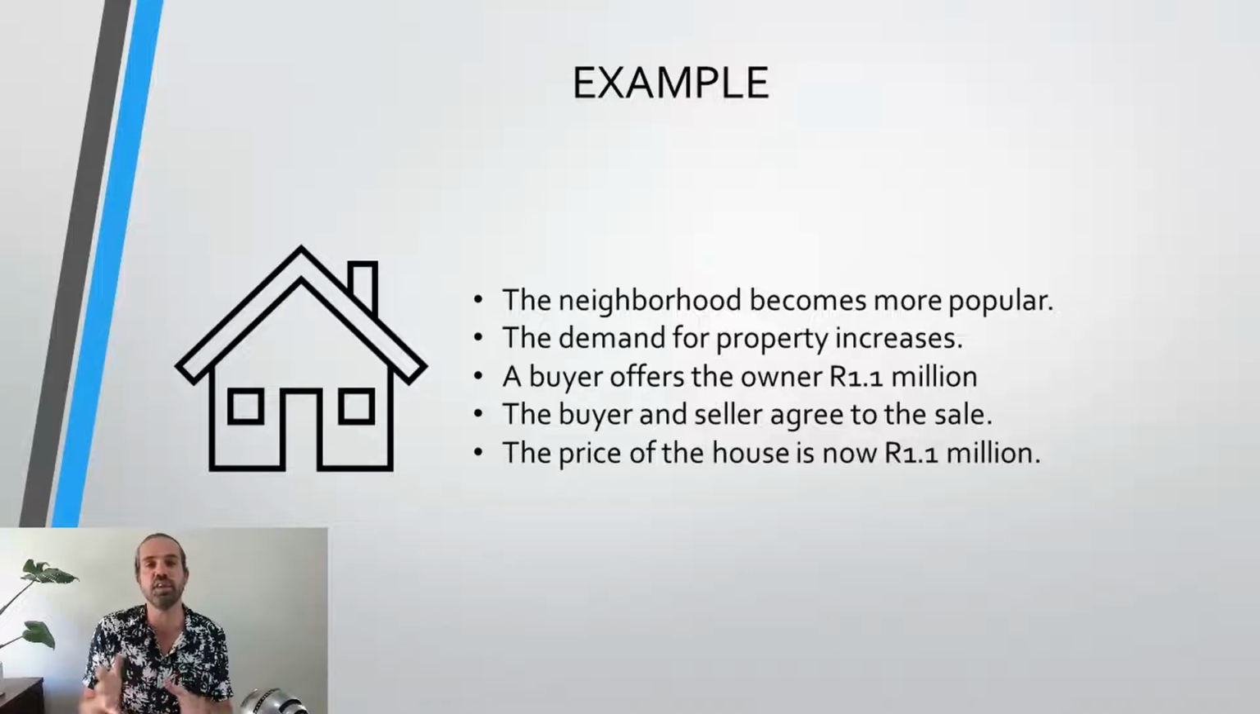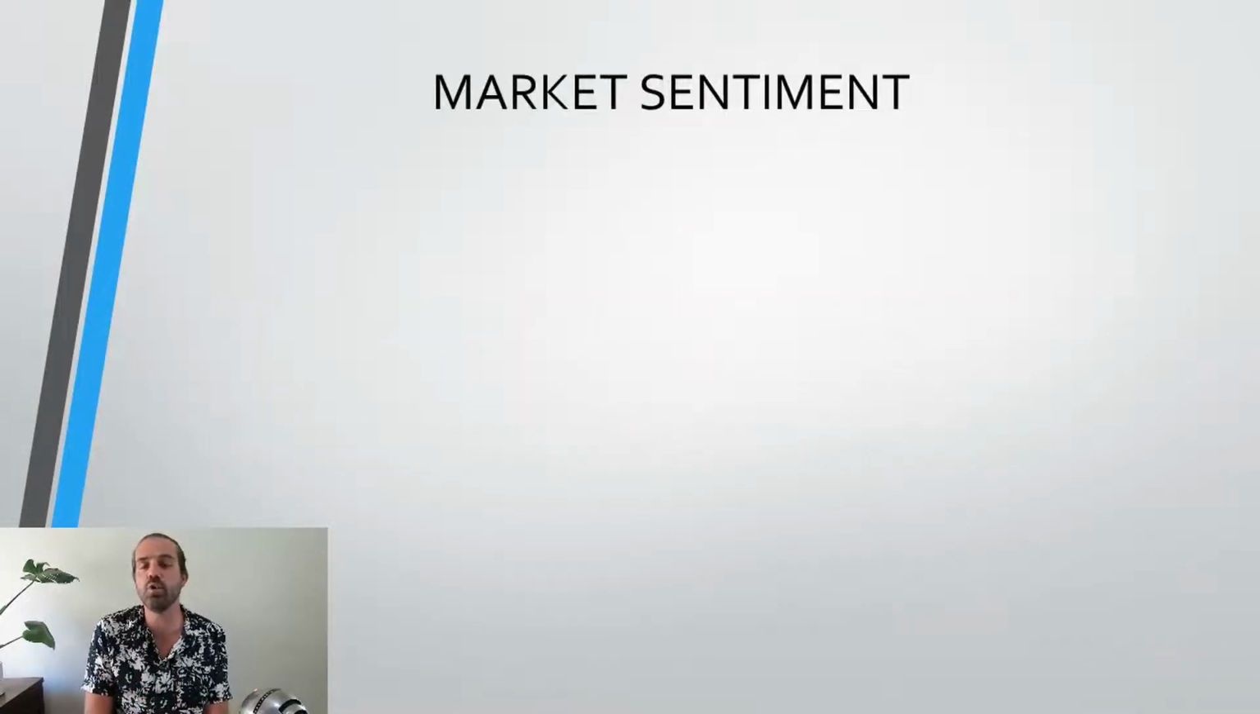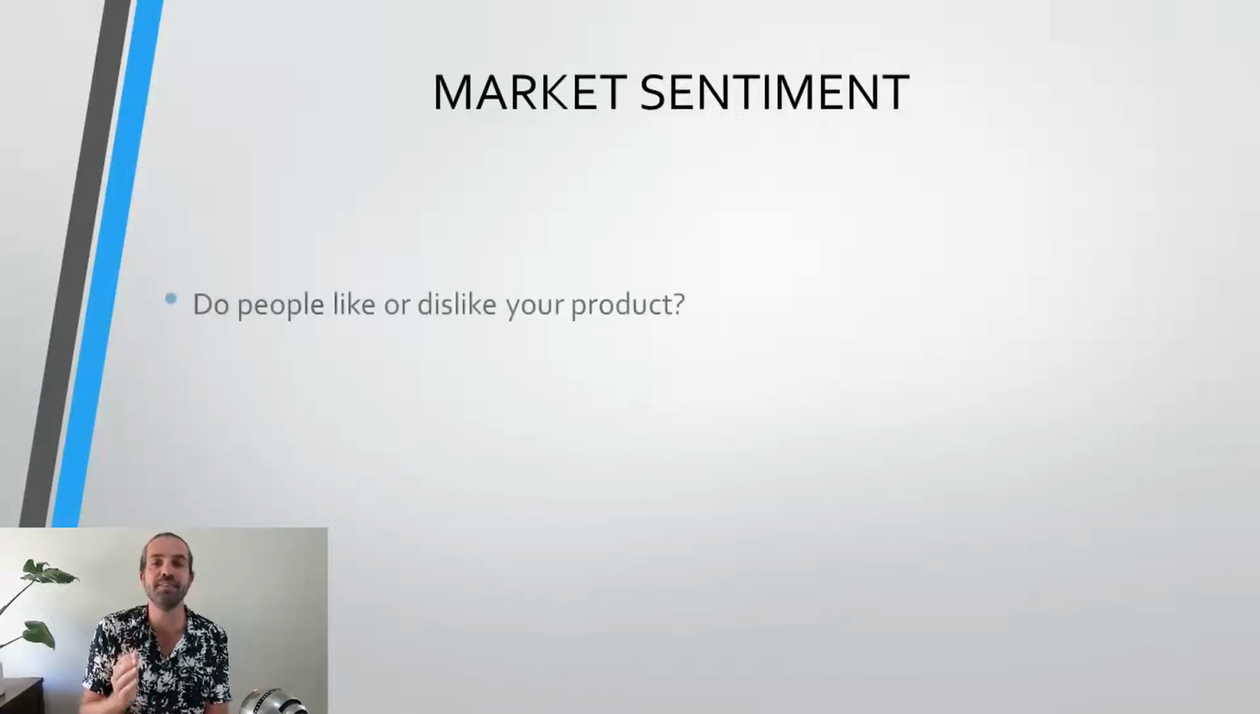As these transactions happen over the years due to supply and demand and some other factors, the price will go up and down. This is exactly how the price changes on the stock market. Some of the other factors that change the price is what is called market sentiment. Now this is basically whether people like or dislike a particular product.